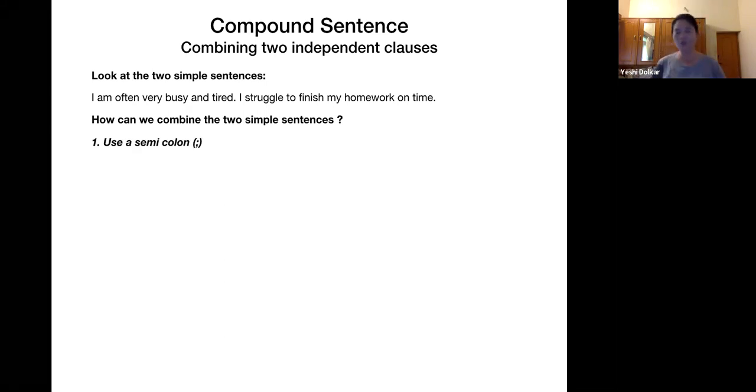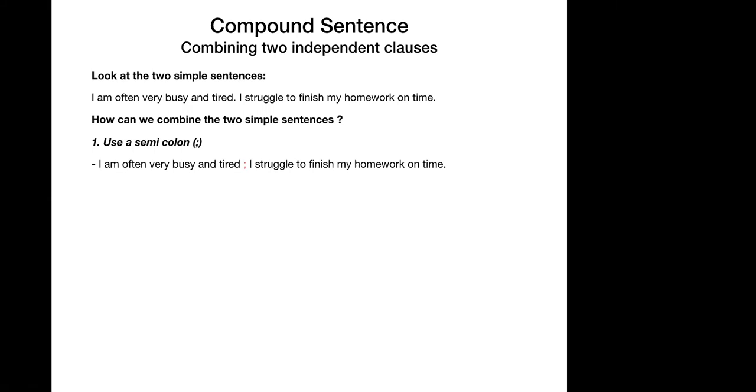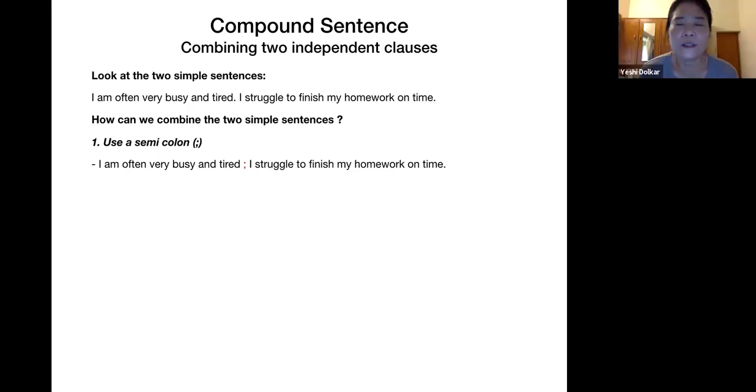Number one, now you're learning how to use a punctuation mark over here. The comma, the semicolon. When you combine two simple sentences, one way to do it is to use a semicolon. I am often very busy and tired; I struggle to finish my homework on time. This mark combines the two. No need for an and, no need for a but. You can use this mark. This is called a semicolon. That's why we use a semicolon.